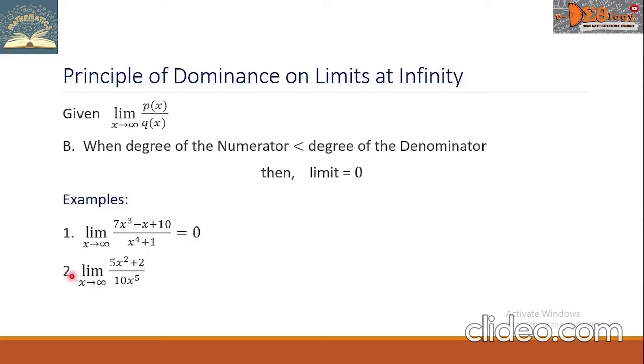Example 2. The limit of 5x squared plus 2 all over 10x raised to 5 as x approaches infinity. In the numerator, the degree is 2. In the denominator, degree is 5. It means degree of numerator is less than degree of denominator. The answer here is 0. These are the answers.